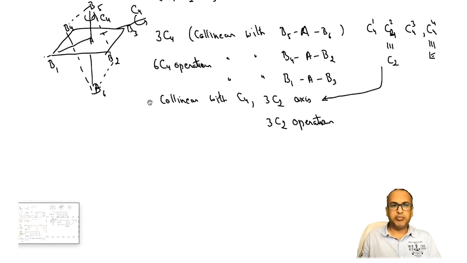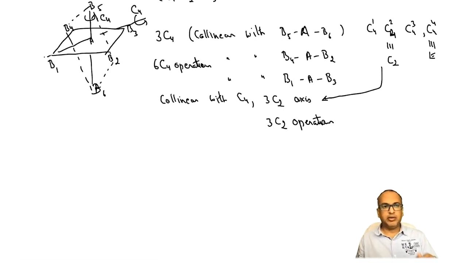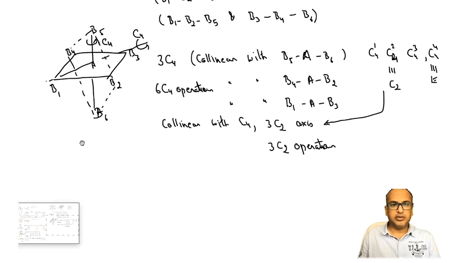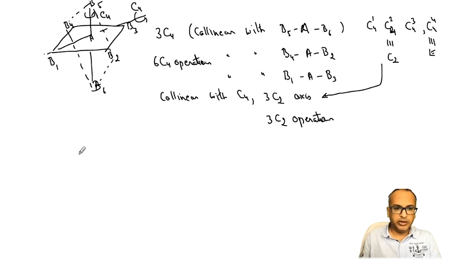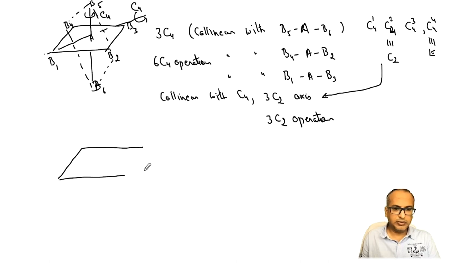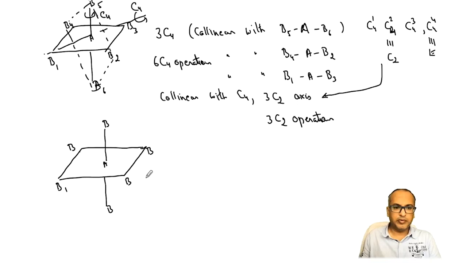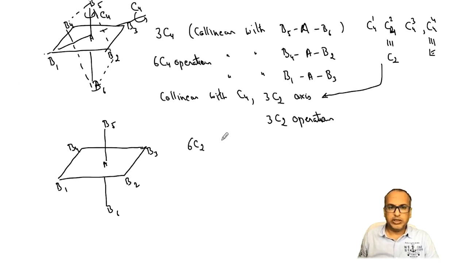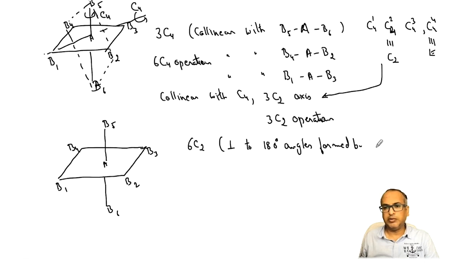Now, what else? Any other proper axis of rotation? Yes, there are 6 more C2s. What are those C2s? Any ideas? So let me draw this molecule again, because otherwise it will be difficult to annotate. So now there will be 6 C2 which are perpendicular to the 180 degree angles formed by these C4s. So B5, A, B6.